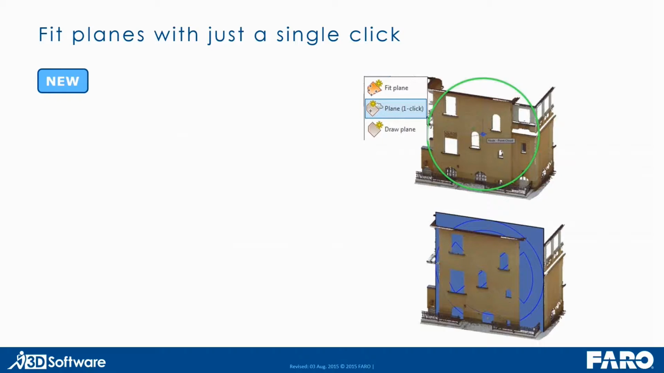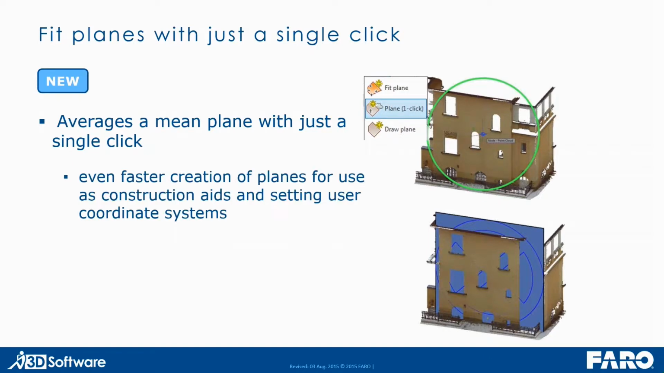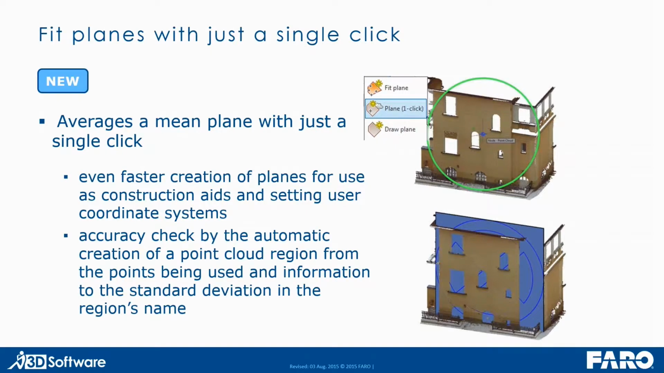So fit planes with just one single click helps you to create average planes even faster than with the previous tools we had. So you can create planes for using them as construction aids as well as quickly setting the user coordinate system to them. It's nice to have this tool when I want to create an ortho image from a point cloud, for instance. And with this tool I also have an accuracy check because it also automatically creates a point cloud region, and the name of that point cloud region also contains the standard deviation.